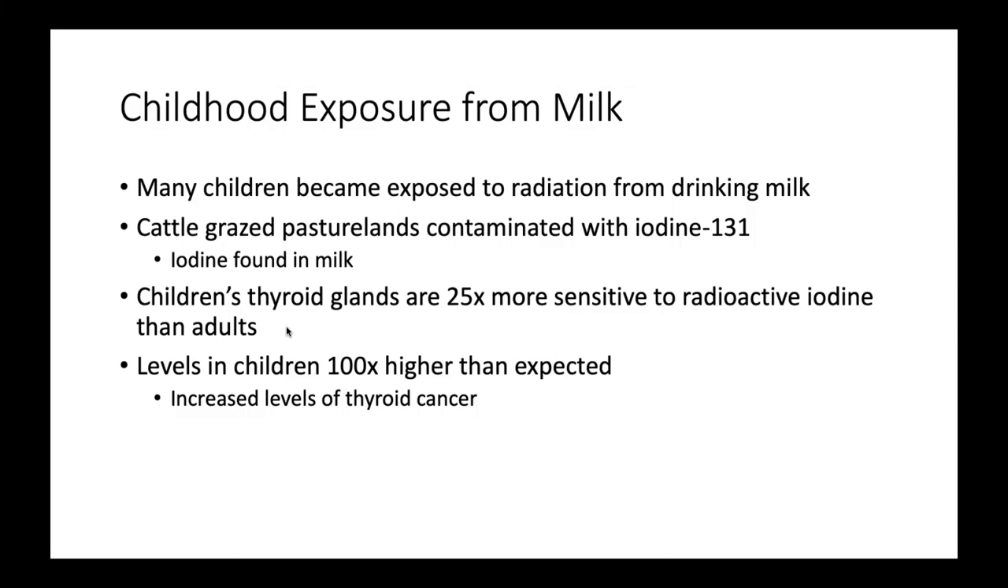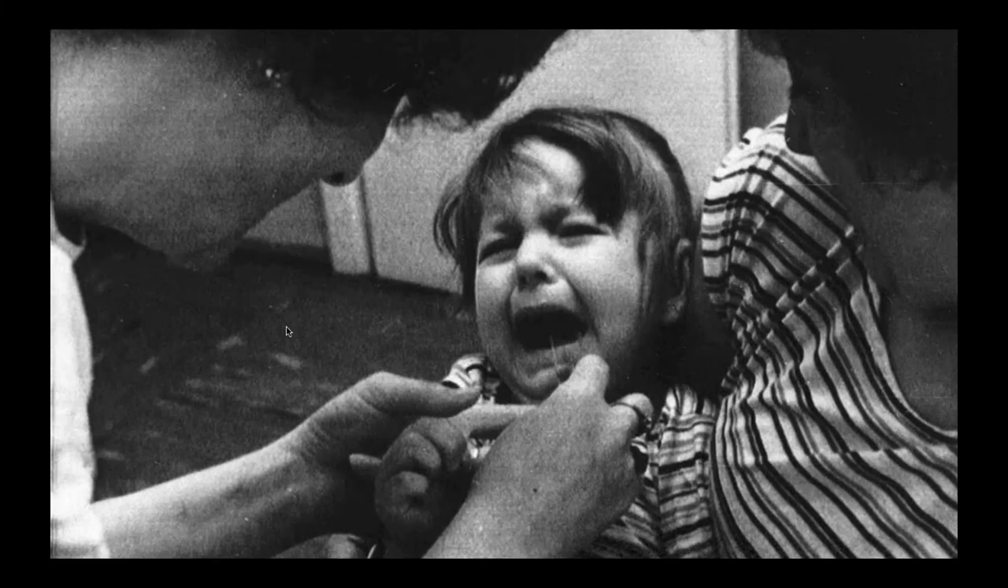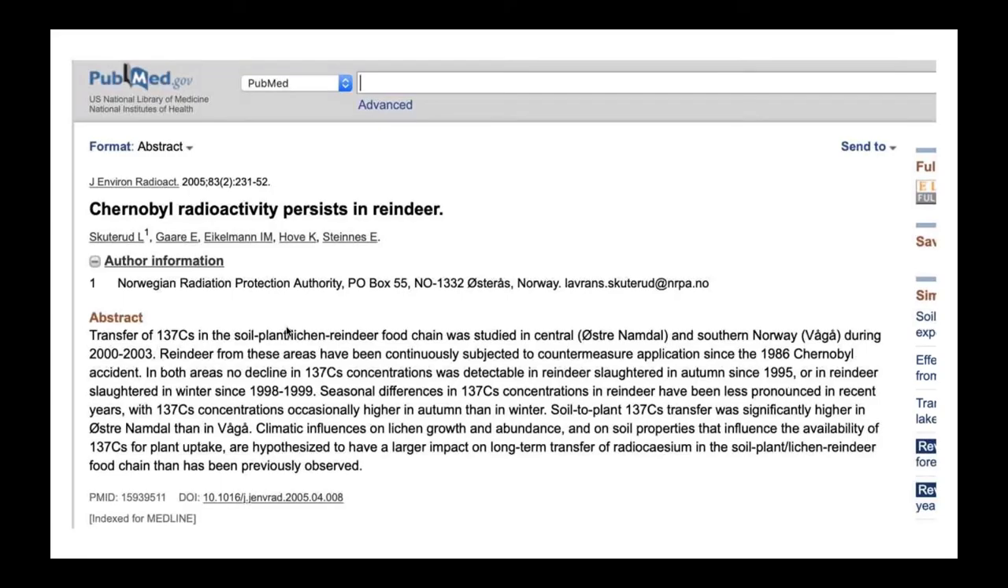One of the issues with the Chernobyl reaction was the release of iodine-131, which winds up in pasture lands for many countries in Europe, Scandinavia, and Russia. From there it winds up in the milk, and in children's thyroid glands, and they're growing. They're especially sensitive to radioactive iodine. So many of the children were treated for a while with iodine supplements after this release.